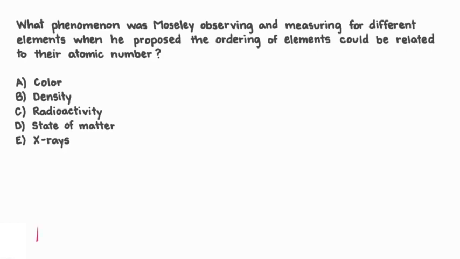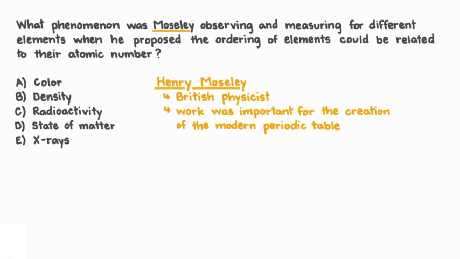What phenomenon was Moseley observing and measuring for different elements when he proposed the ordering of elements could be related to their atomic number? A. Color. B. Density. C. Radioactivity. D. State of matter. E. X-rays. Henry Moseley was a British physicist whose work was important for the creation of the modern periodic table.